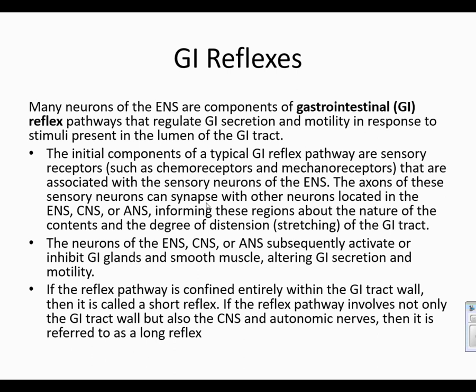Initial components of a typical GI reflex pathway are sensory receptors, like those chemoreceptors and mechanoreceptors we just talked about, associated with sensory neurons of the enteric nervous system. Axons of these sensory neurons can synapse with other neurons located in the ENS, the CNS, or the ANS, informing these regions about the nature of the contents and the degree of extension or stretching of the tract. Neurons of the enteric, the central, and the autonomic nervous systems subsequently activate or inhibit GI glands and smooth muscle, altering GI secretion and motility.